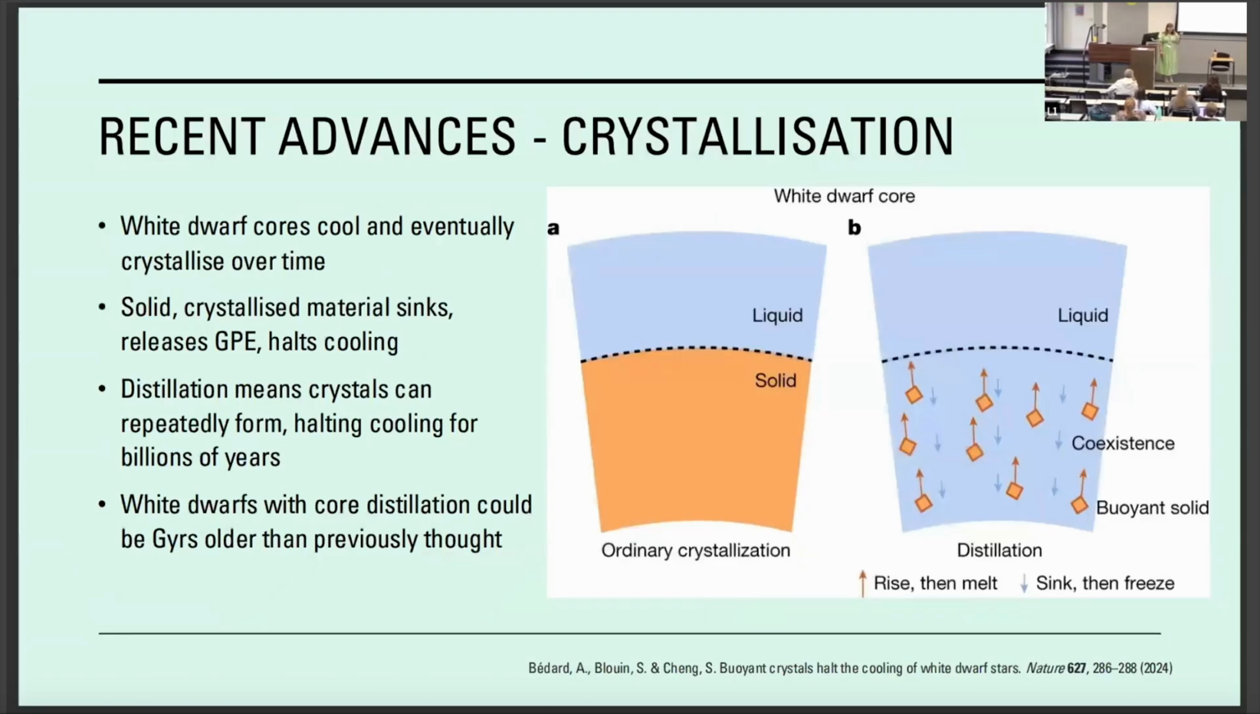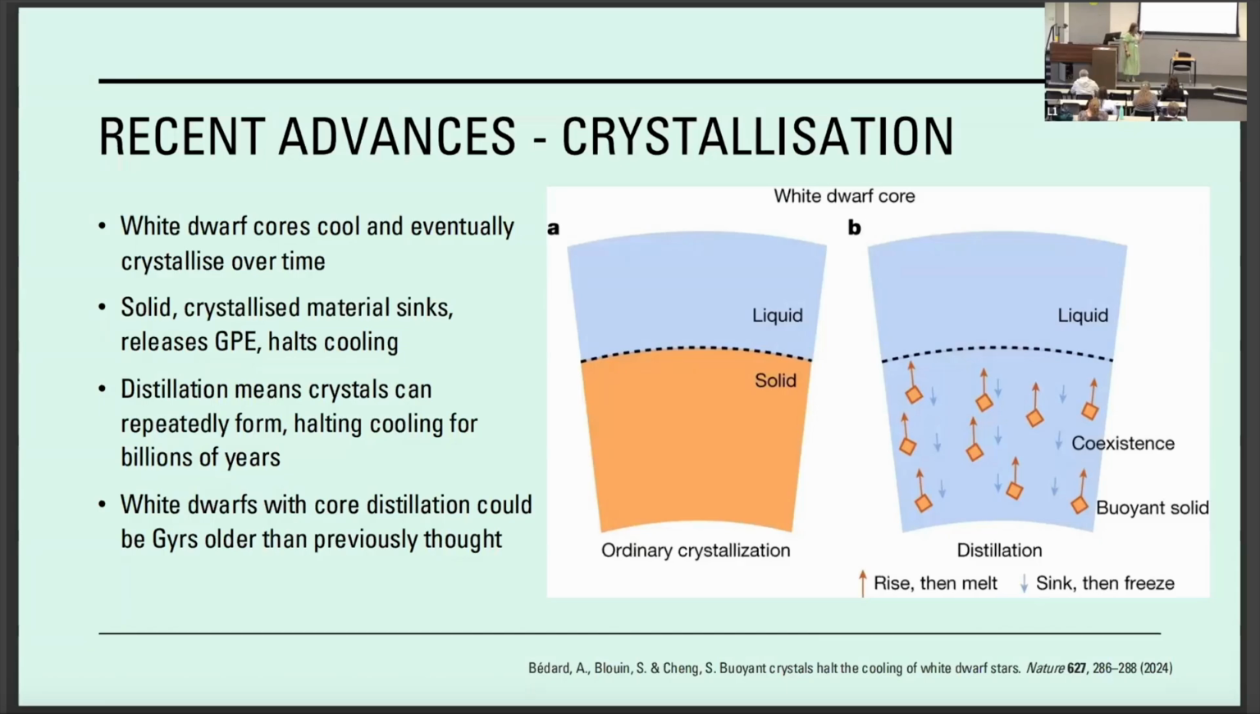So one of the first things that we need to determine in order to get good white dwarf age determinations is the effects due to crystallization. As a white dwarf core cools, it will start to crystallize over time. In ordinary crystallization, this goes from the core all the way outwards and halts cooling because basically the crystallized material sinks, it releases gravitational potential energy, and although white dwarfs have no nuclear energy, this energy release will slow down or even halt their cooling.